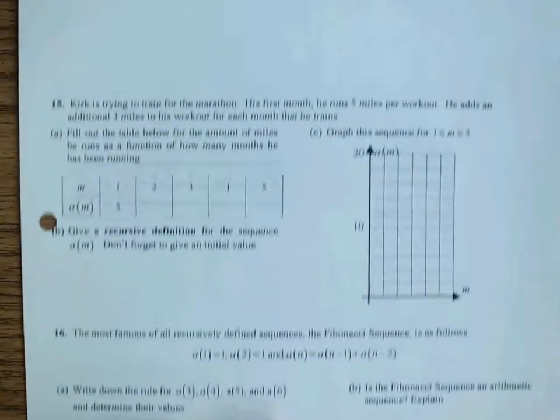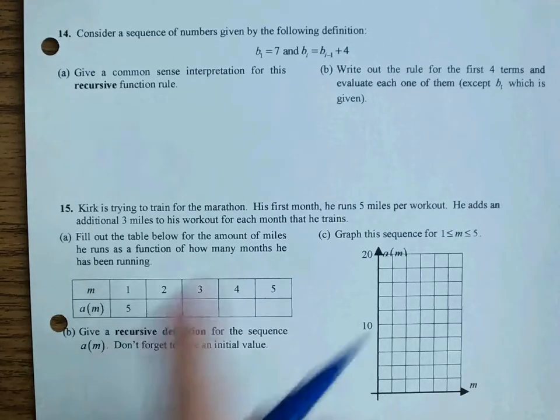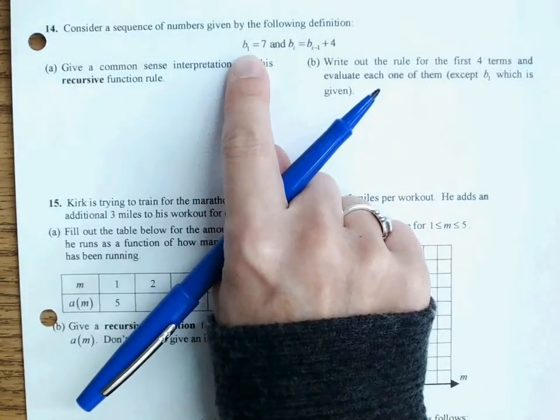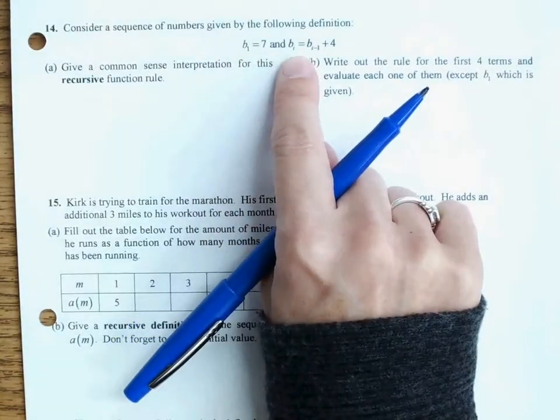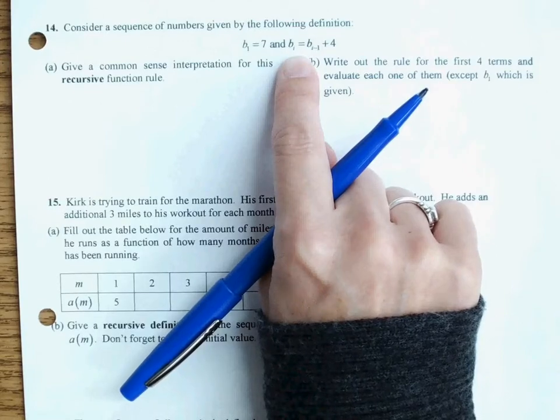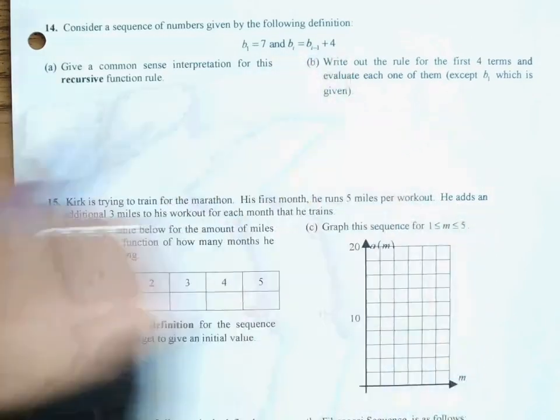So mine is 2 pages. Coming here to now problem number 14. Consider the sequence of numbers given by the following definition. This time I'm giving you the first term of 7, so b sub 1, and b sub I, so instead of n, this one has an I. My common difference is 4.